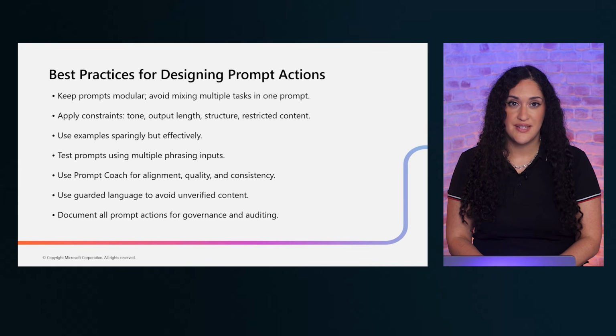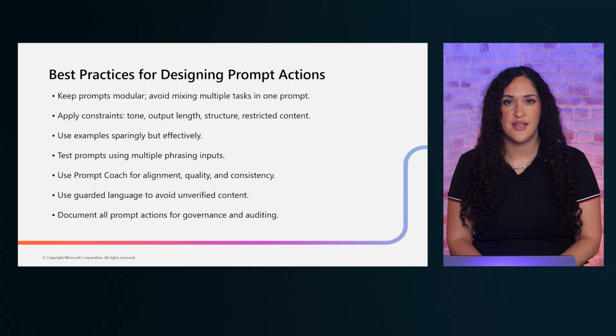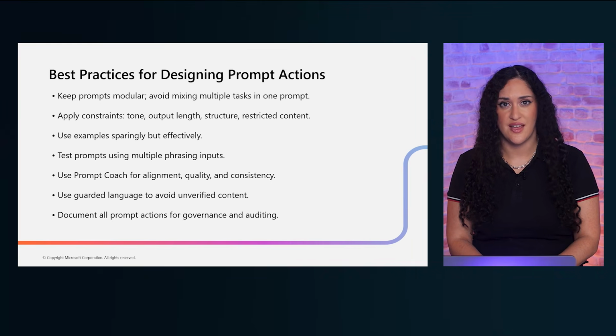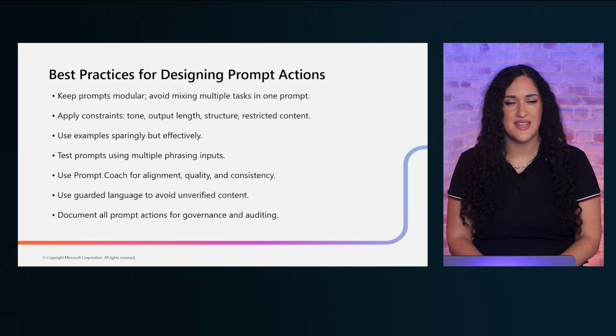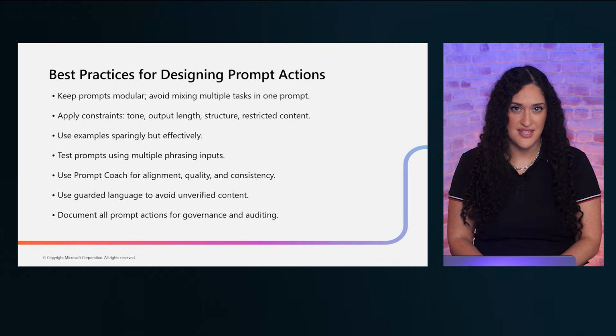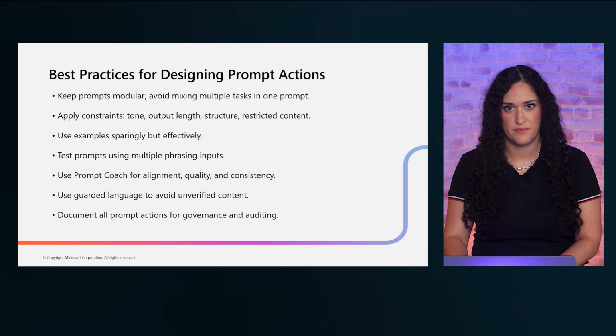Use the prompt codes template to maintain the structure, and use guarded language so the agent communicates uncertainty appropriately rather than presenting guesses as facts. And document everything for governance because your team needs to understand and maintain these prompts over time.